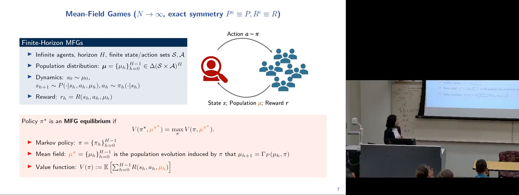So in the stationary mean field game settings where we consider stationary policies, oftentimes it's assumed that the mean field, or the population, remains fixed throughout. And the definition of equilibrium is slightly different there.